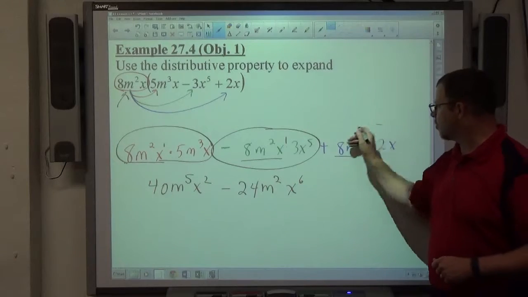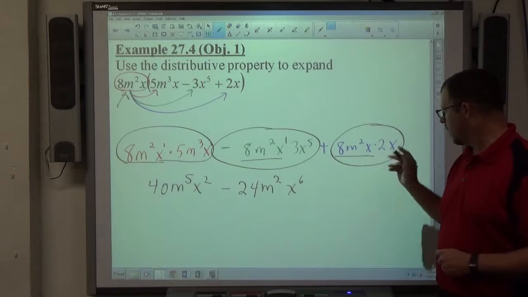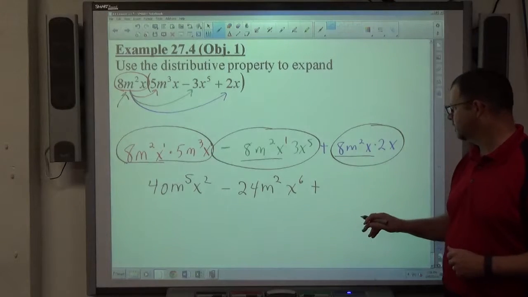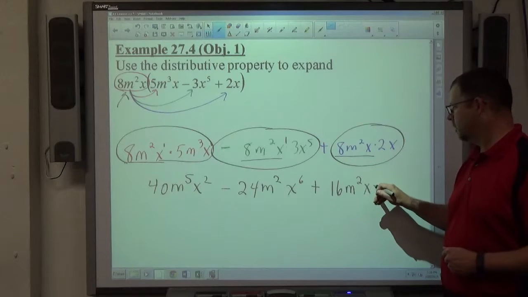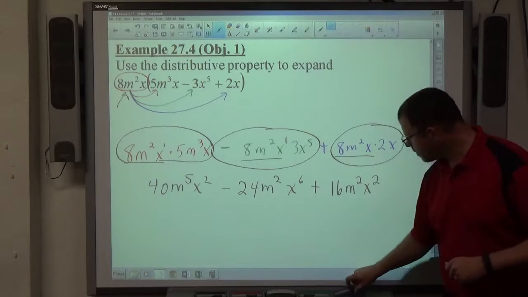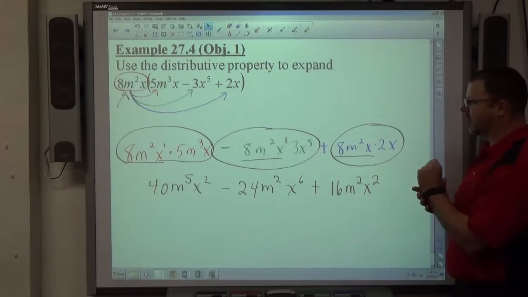Mitchell, how about this last term? What's wrong with it? Too many numbers and too many x's. All right, so what's the simplified version of that? 16 m to the second x to the second. Perfect. Okay. 8 times 2 makes a 16. M squared is fine the way it is. X times x makes x squared.